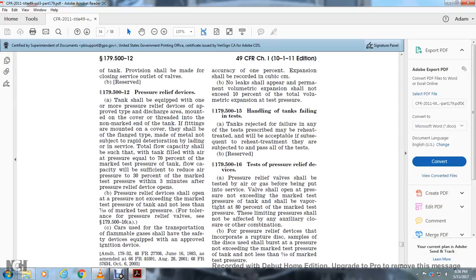179.512 Pressure relief device. The tank shall be equipped with one or more pressure relief devices of an approved type, mounted on the cover of the tank, and threaded into the non-marking end of the tank. The fittings are mounted on the cover. They shall be of a type of metal not subject to rapid deterioration.